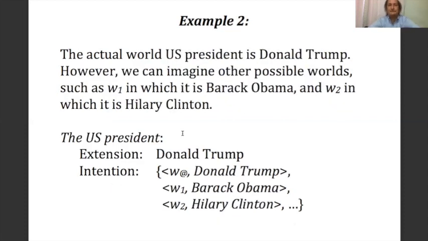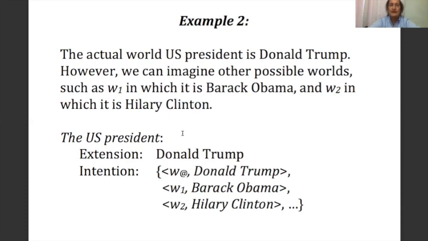Well, okay, second example. The second example is the expression, the US president. And let's make it the US president in 2020, just to be able to continue using this video. The actual US president in 2020 is Donald Trump. But we can imagine other possible worlds, such as world W1, in which the president in 2020 is Barack Obama, or W2, in which the president in 2020 is Hillary Clinton.